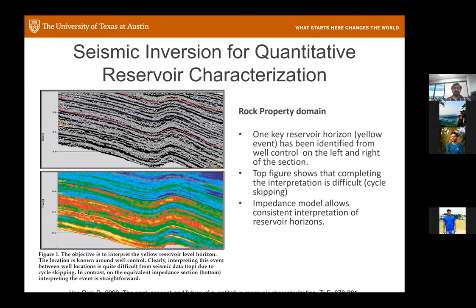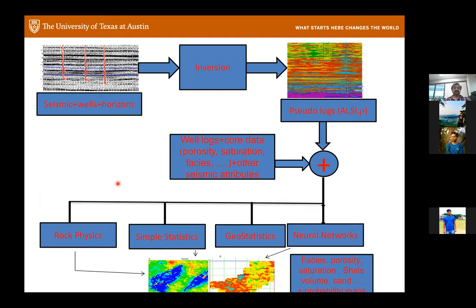Such data sets, where you can convert seismic records into physical or elastic properties, are called seismic inversion. But that itself is not enough, because we now need to interpret those in terms of the actual rock properties, and that is done using this workflow. I have a seismic section with wells and horizons, and I use those in the seismic inversion tool. Then I generate acoustic impedance, so these are pseudo logs of acoustic impedance. Then I integrate this with well log data, core data, and rock physics models. We can use some statistical models and geostatistics. And then finally, we can come up with descriptions of facies, porosity, saturation, shale volume, sand, and probability maps.